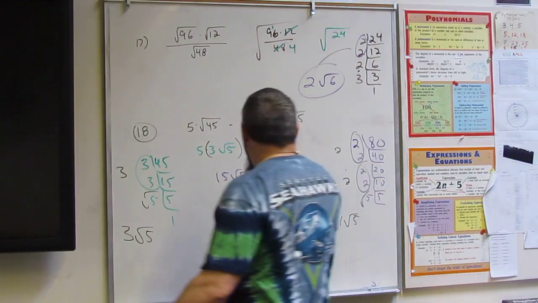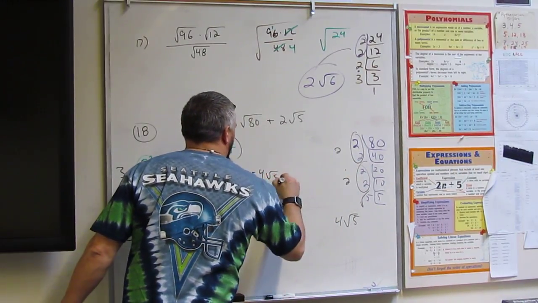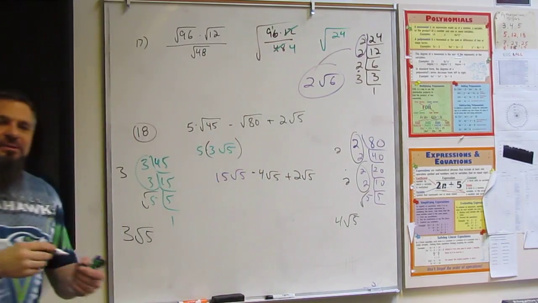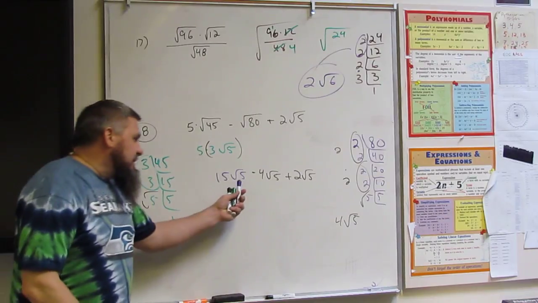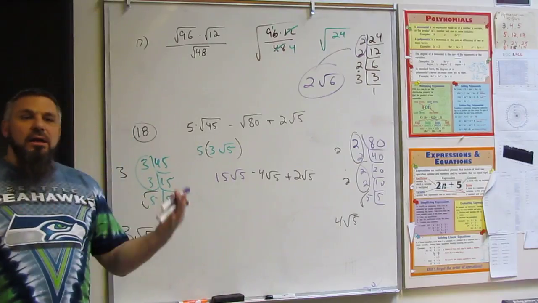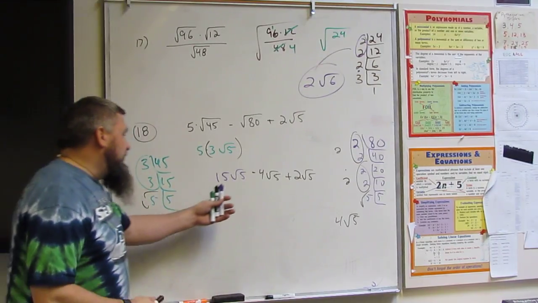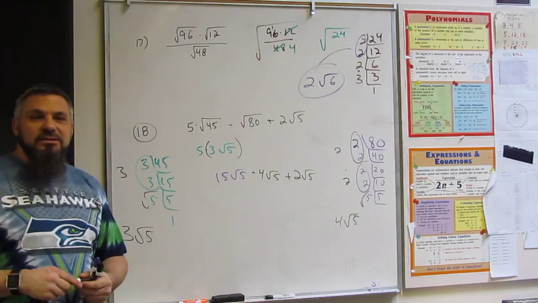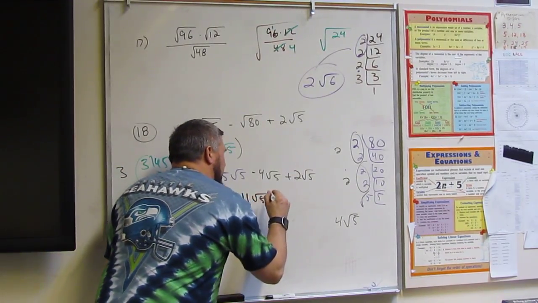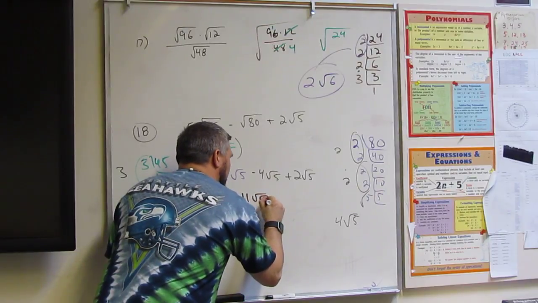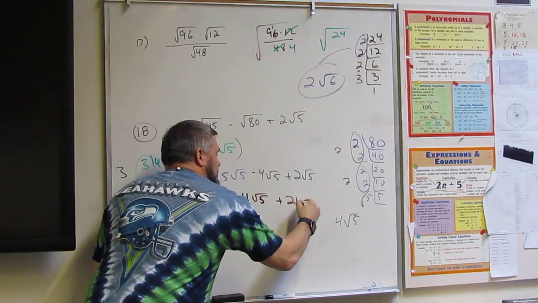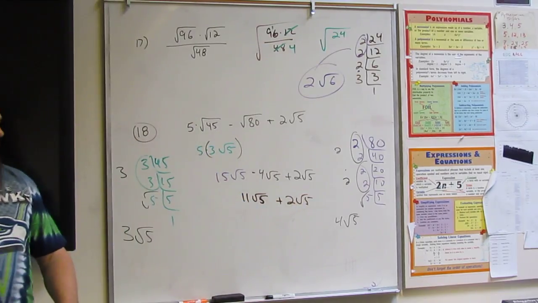And so that becomes minus 4 square root 5. And then we have plus 2 square root 5. And now it's like having x's: 15x minus 4x plus 2x. We just do it. What's 15x minus 4x? 11x, right? 11 square root 5. And then plus 2 square root 5. So it's 13 square root 5. That's right.